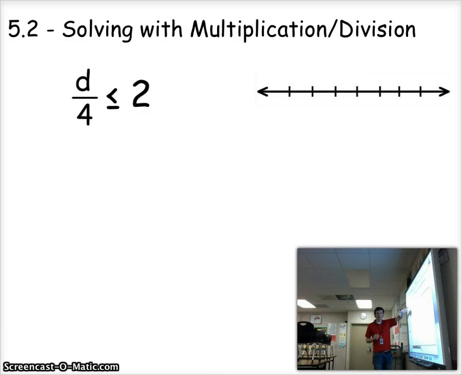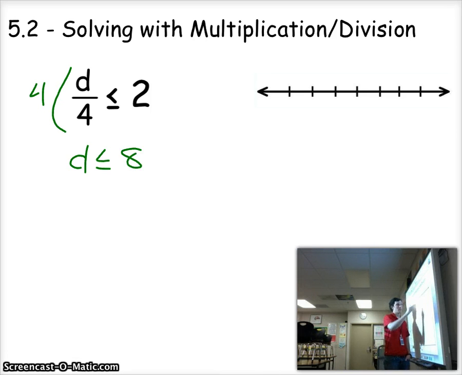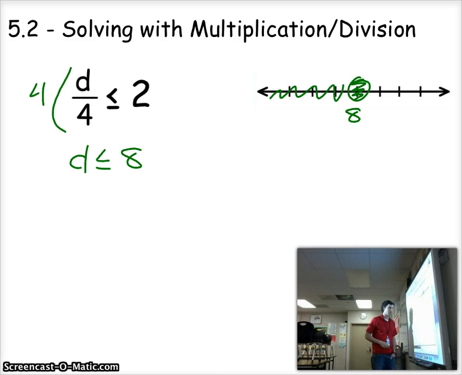D divided by 4, to undo division, I'd multiply by 4. So I'd have D is less than or equal to 8. It's a filled in circle at 8. And it's less than or equal to, so shading it down low.